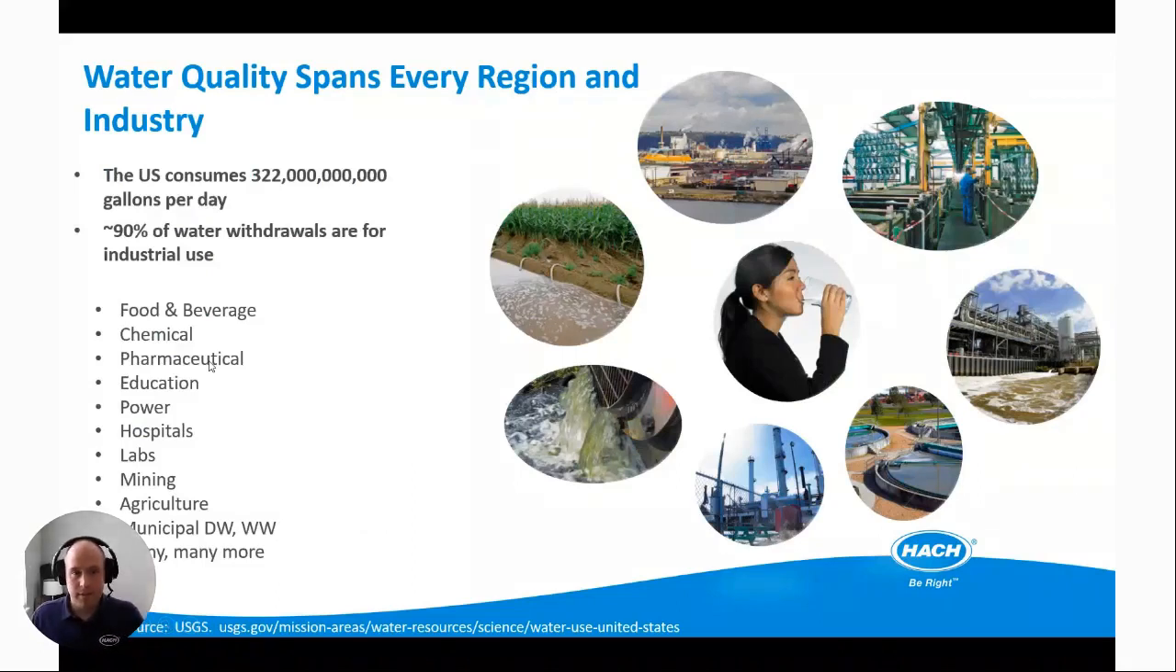Water quality is an issue and a concern that spans every region and every industry. I'm just going to talk about the United States here. In the United States, we consume 322 billion gallons of water every day, which is a lot of water, and around 90% of that water is for industrial use.